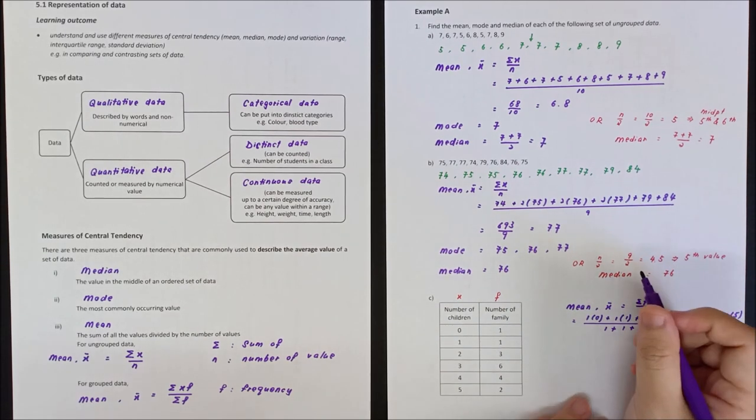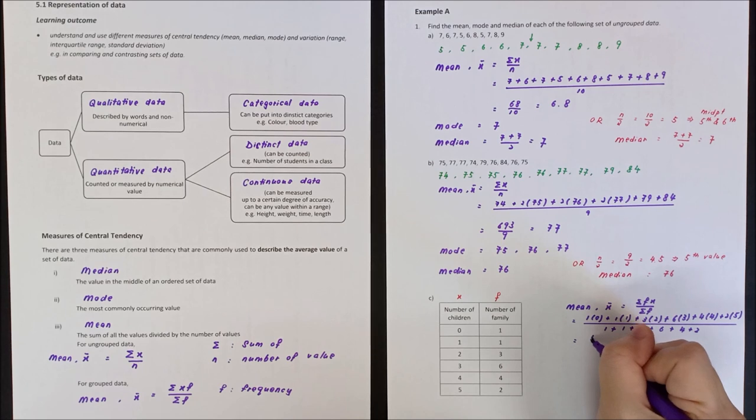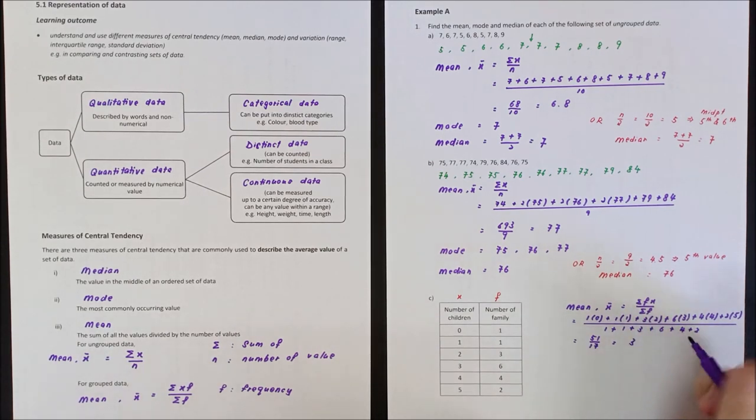Okay, then you can use your calculator and you'll be getting 51 over 17, which gives you 3. So this number is basically telling you that on average, the family has an average of 3 children. Okay, so that's the mean part.